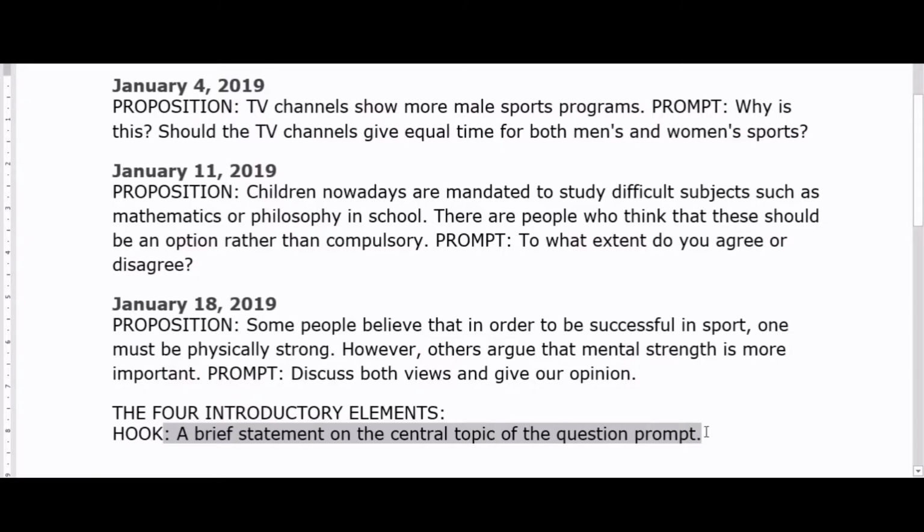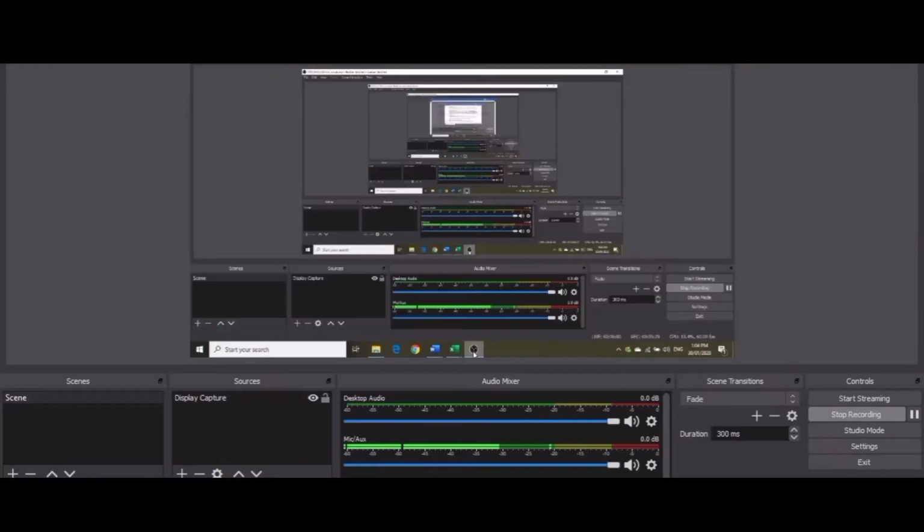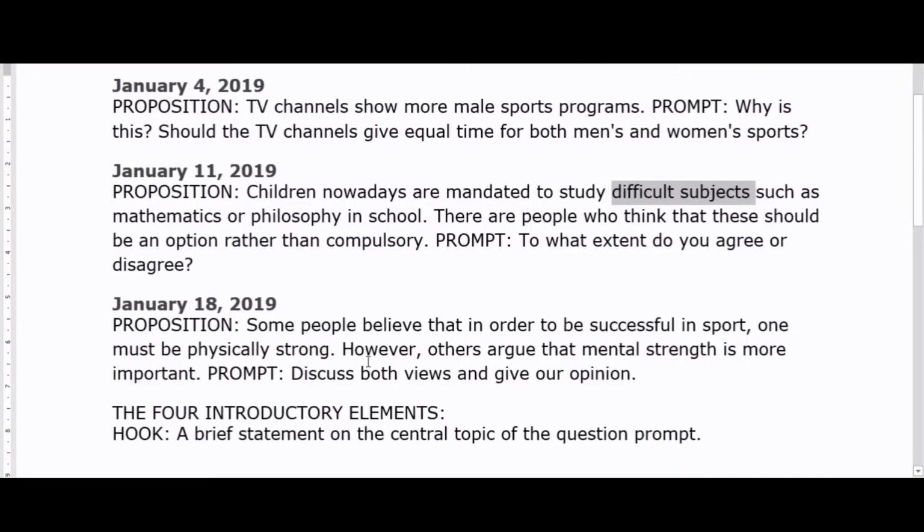For January 11, this is now all about education. You can talk about children's education as a central topic, just a brief statement on the importance of children's education, or alternately you can talk about difficult subjects in school as a central topic, and just a brief statement on that. And then for January 18, some people believe that in order to be successful in sport, one must be physically strong. However, others argue that mental strength is more important. So again, this is all about sports, so just a brief statement about sports.